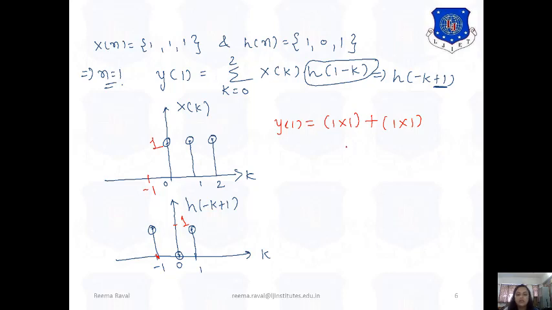So we are multiplying the respective discrete values according to the discrete time instant. Now here at instant 2 the value is 1, but here at instant 2 the value is 0. So we are not considering that. So by this we are getting the value y of 1 equal to 2. Okay. Similarly, now we are finding the value for the next, n equals 2.